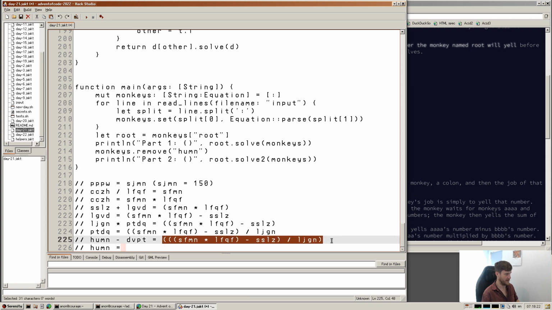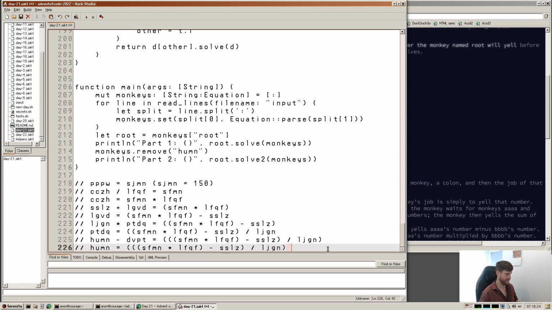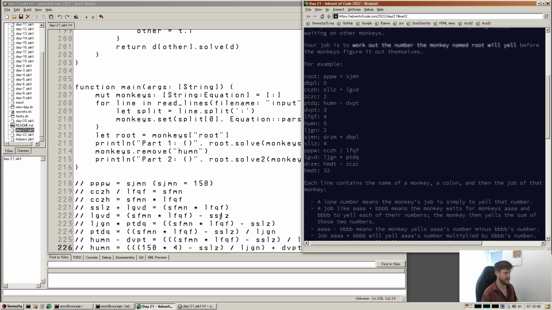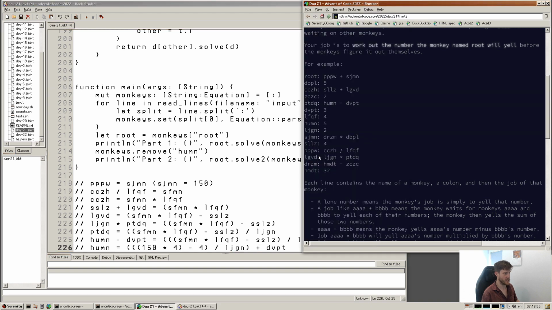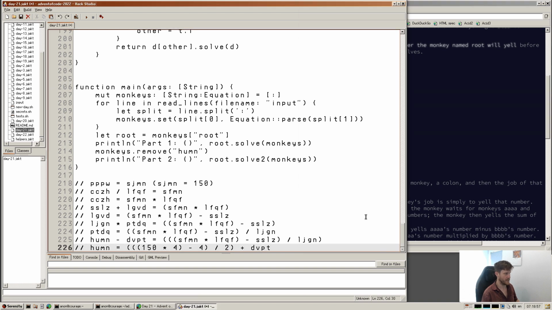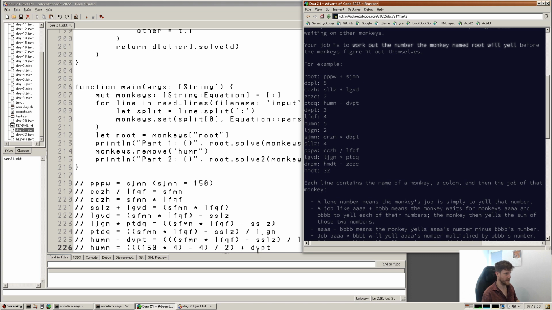And here we dBpt. And so what's going to happen here is we go through and rearrange it until we get to an equation where it's just human equals all of this stuff, and all of this stuff is known. So like that was 150. This is 4, I think. In SSLZ we have that is also 4, and LJGN is 2, and the dBpt is 3.